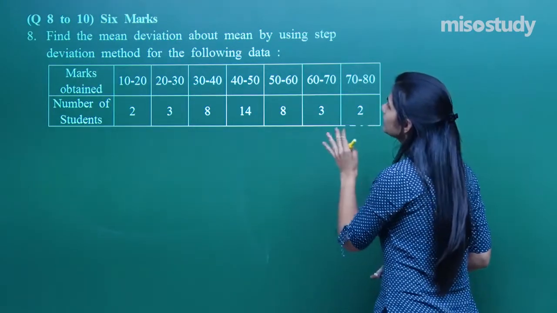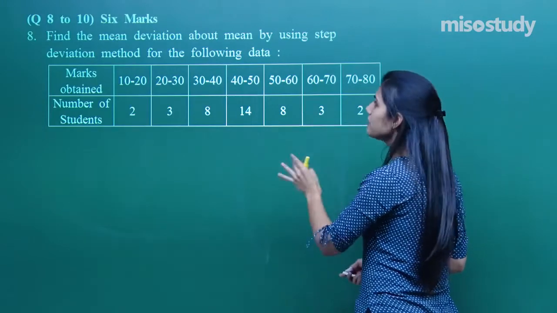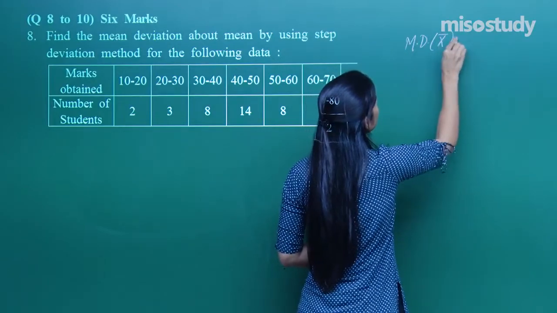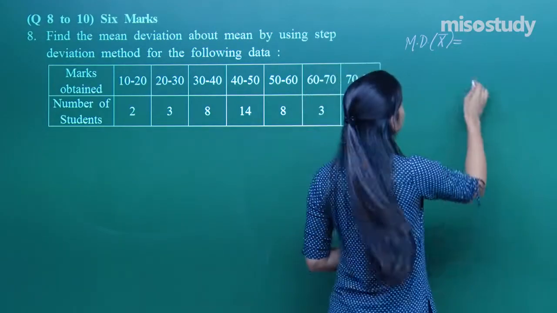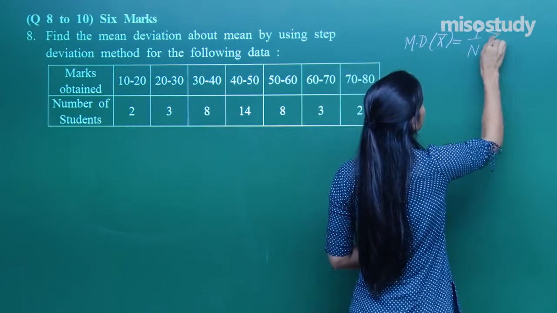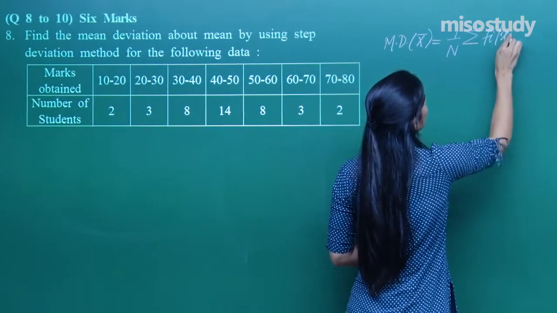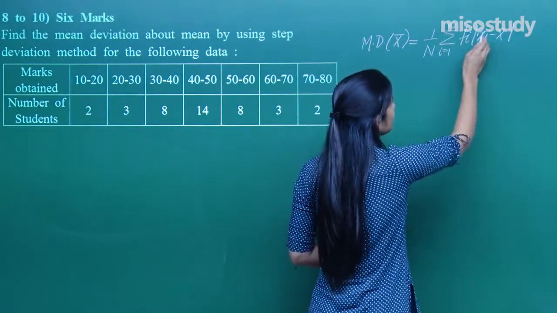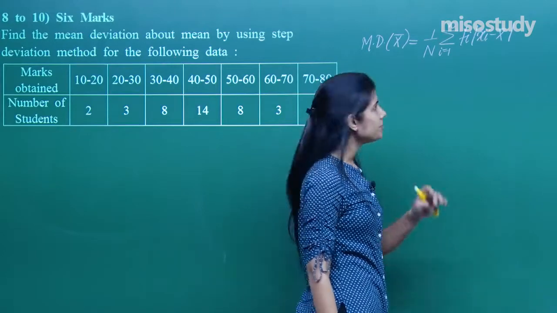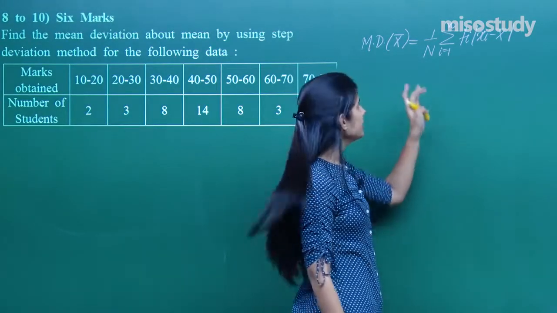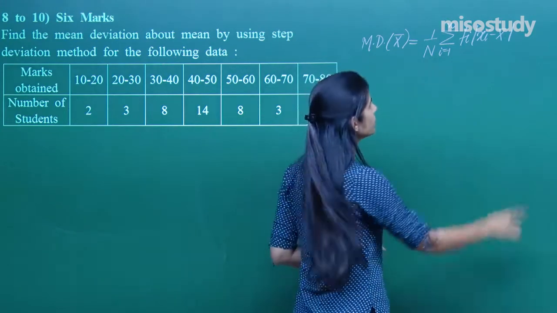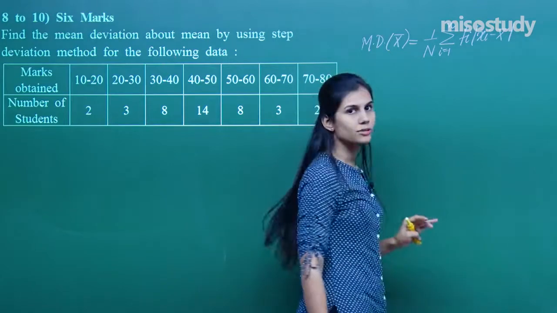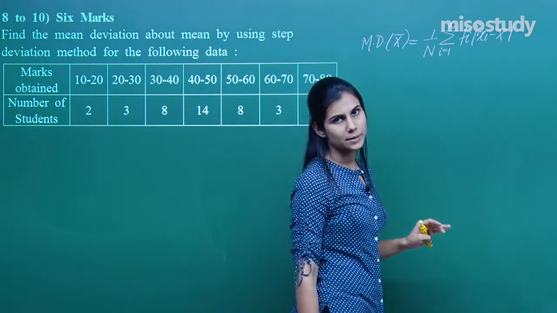If I need to calculate the mean deviation about mean by using step deviation method, first of all understand mean deviation about mean for a continuous frequency distribution is given by 1 by capital N summation Fi mod of xi minus x bar, i varying from 1 to n. Xi's I know are mid values of the class intervals, say ai to bi. Fi's are the frequencies given to me. Capital N is summation Fi, i varying from 1 to n, and x bar is the mean for the given continuous frequency distribution, which we need to evaluate by the step deviation method.